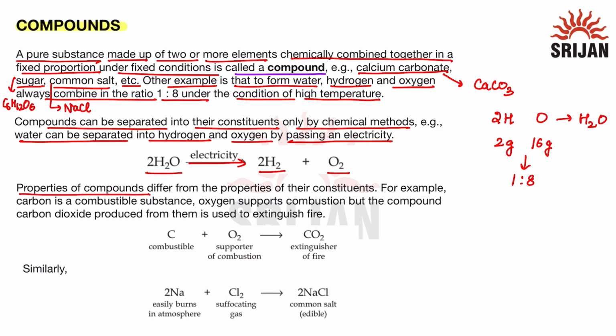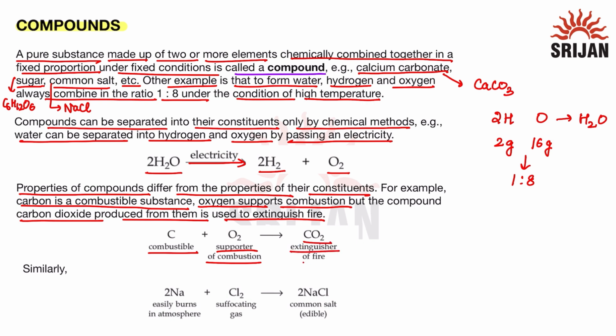Now, the properties of compounds differ from the properties of their constituents. For example, carbon is a combustible substance and oxygen supports combustion, but the compound formed from both carbon and oxygen has different properties from both constituents, because carbon dioxide produced from them is used to extinguish fire. Carbon is combustible and oxygen is a supporter of combustion, but when these both combine, they form CO2, that is carbon dioxide, and it acts as an extinguisher of fire.